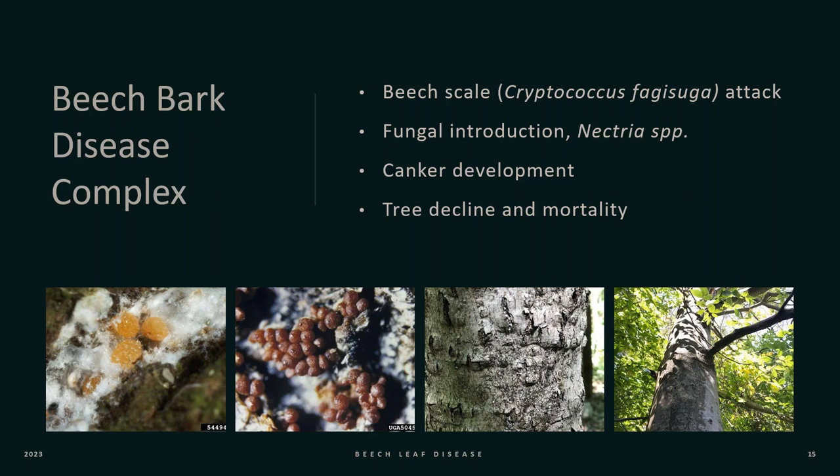So the beech scale will come in, attack the trunk of a tree, and use its little sucking mouth parts to feed. And when it feeds, it causes damage that allows funguses to actually get in and start causing these cankers. So there's two primary Nectria canker funguses that get introduced. You'll see in the early summer this red area around trees where you'll see the fruiting spores of those funguses. And then over time, cankers develop. And usually when you first start to see the cankers, they're around the size of a quarter. But as they spread, you get more and more cankers.